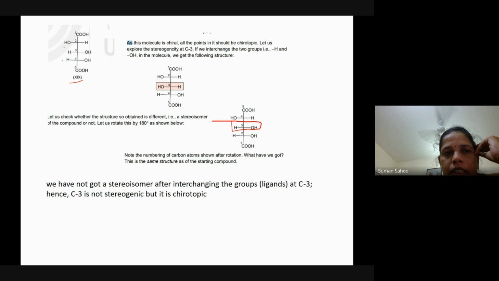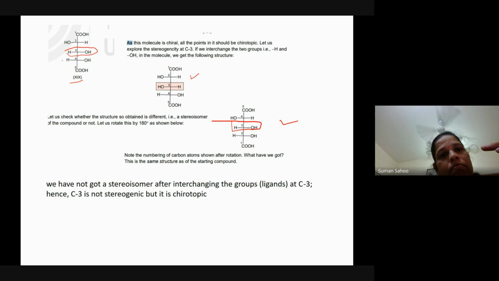Okay, from this carbon you have done this. Then when you rotate it by 180 degrees, you will see that these two are the same. You are getting the same structure. So that means your carbon number 3 is not a stereogenic center. Carbon number 3 is not a stereogenic center, but it is chirotopic, because it is in a chiral environment.